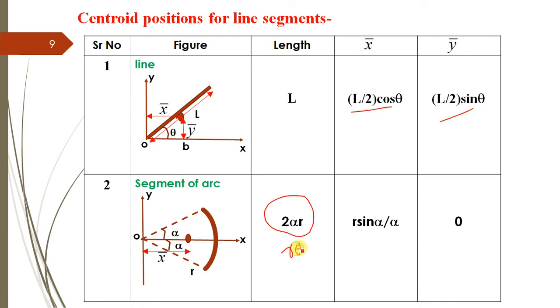Theta is the angle subtended by the arc. You can say theta, or twice alpha. Theta is equal to twice alpha, and X bar is the distance from the y-axis. This is your X bar. This distance is R sin alpha upon alpha, and Y bar is the distance from the x-axis. As the figure is symmetrical about the x-axis, Y bar is 0.